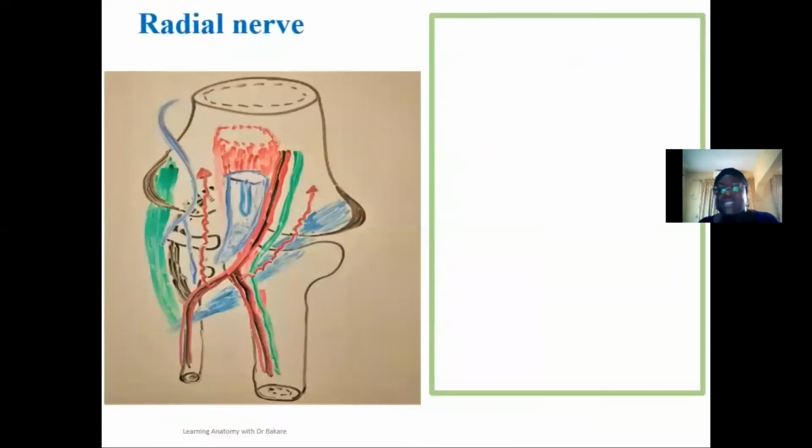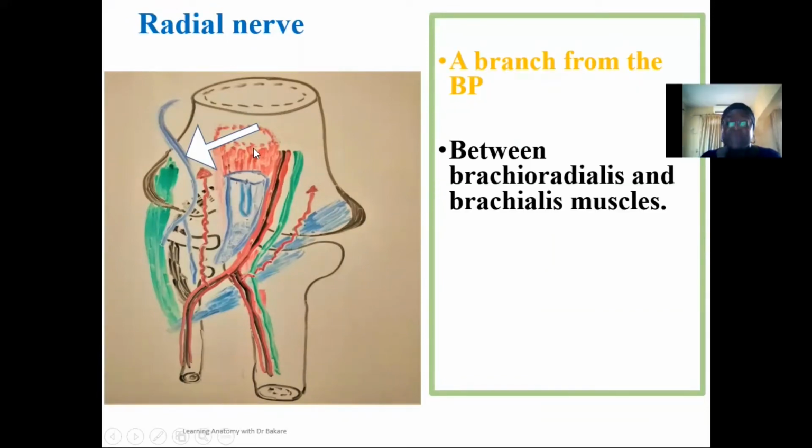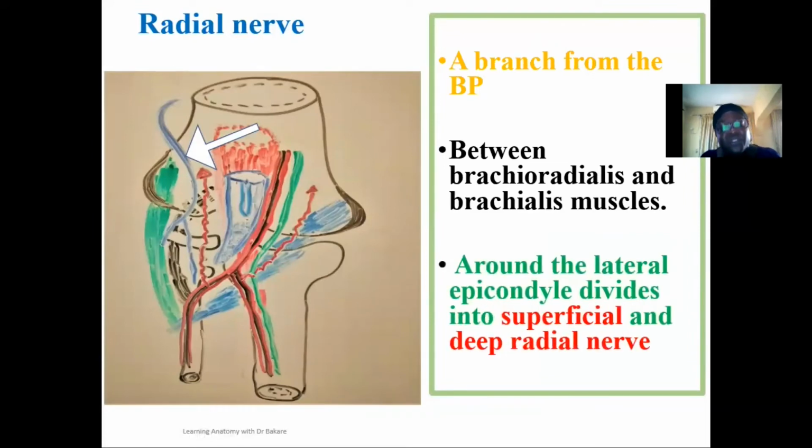The first structure is the radial nerve, and the radial nerve is also one of the terminal branches of the brachial plexus. So it is seen between the brachioradialis and also the brachialis muscle. So these are the two muscles, and between these two muscles, you see the radial nerve passing through them. And as it passes through them, it is seen at the lateral part of the cubital fossa, also further dividing into a superficial branch and also a deep branch. So that is how we have the radial nerve as part of the structural content of the cubital fossa, but it is located lateral to the tendon of the biceps brachii muscle.